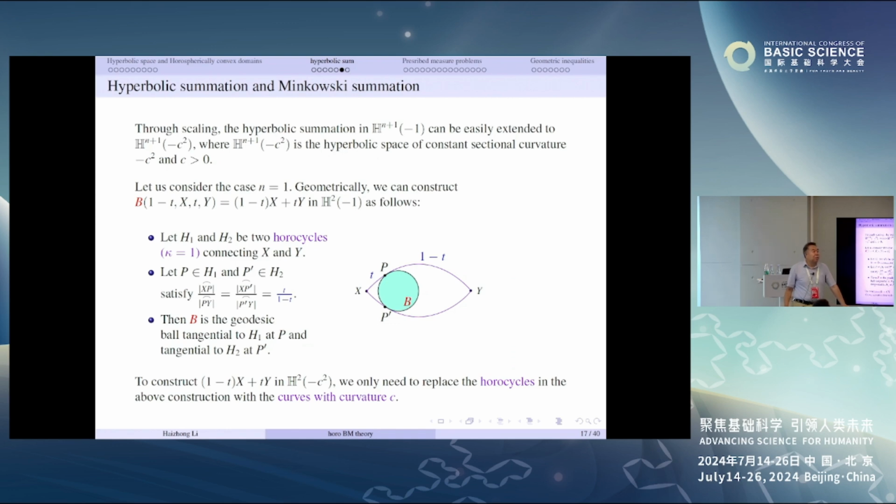For example, you prove Heintze-Karcher inequality for hypersurface in hyperbolic space with sectional curvature minus c squared. Let c go to 0, you also reduce to the theorem for hypersurface in Euclidean space. Even the Hopf form, you get one for CMC.